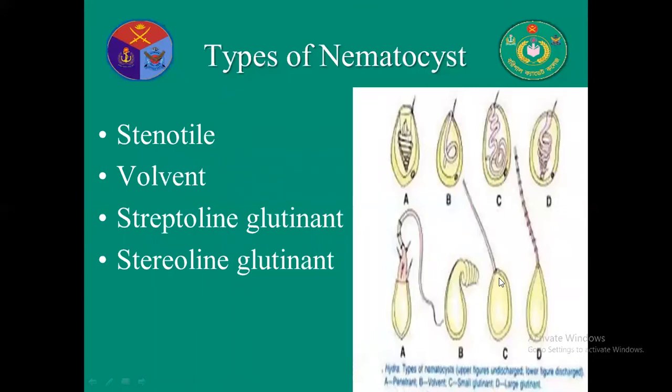Types of nematocyst. There are four types of nematocyst: stenotele, volvent, streptoline glutinant, and stereoline glutinant. This is the figure of discharge of the nematocyst, the open condition of the nematocyst. First is called stenotele, and this is volvent. This is streptoline glutinant. There is no spine, and this is stereoline glutinant. There are some small spines.